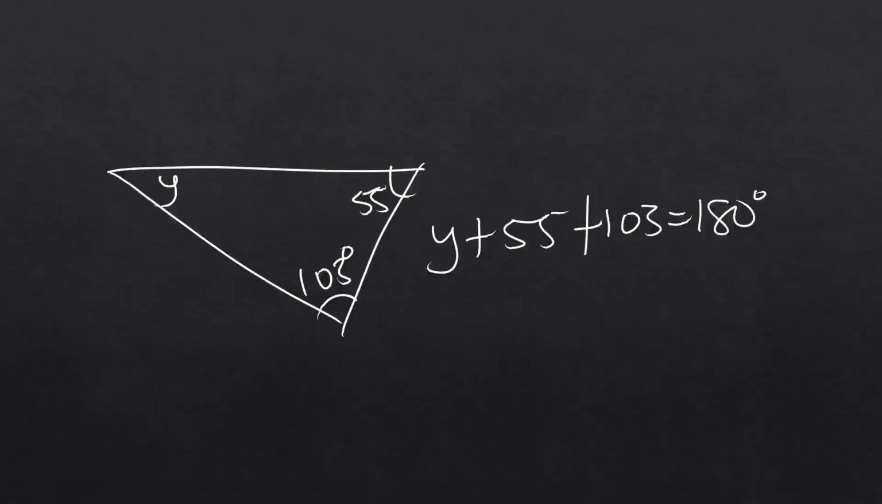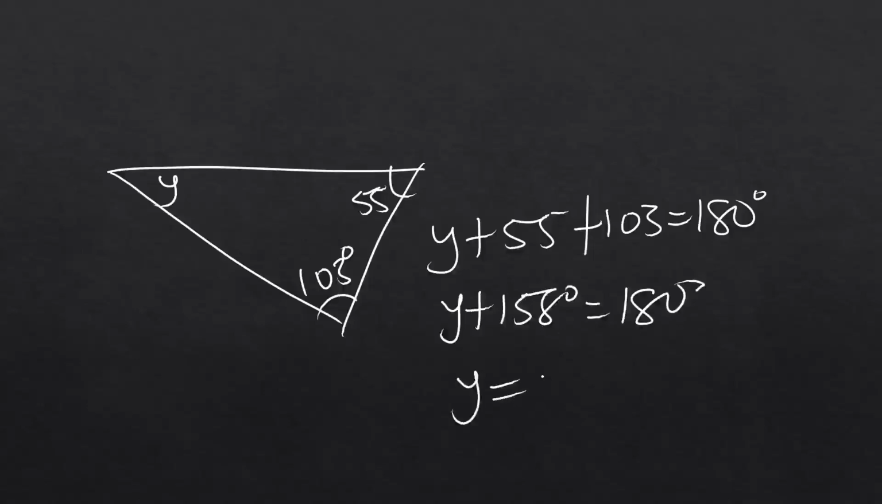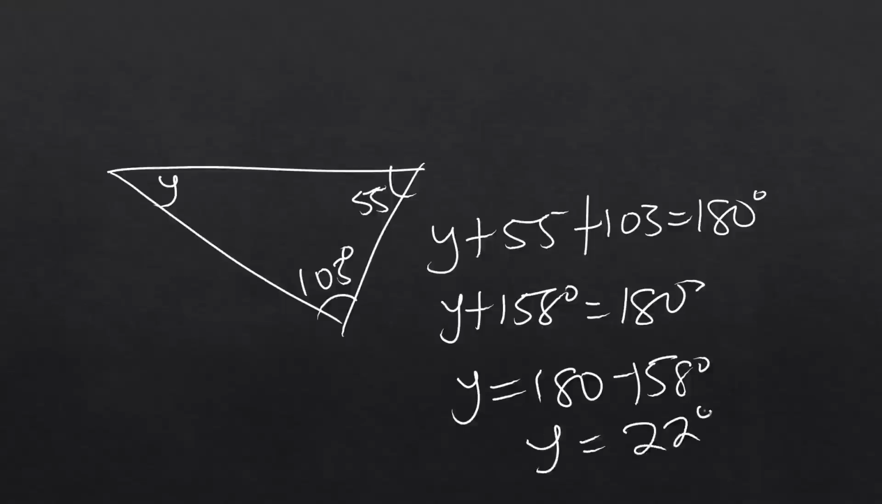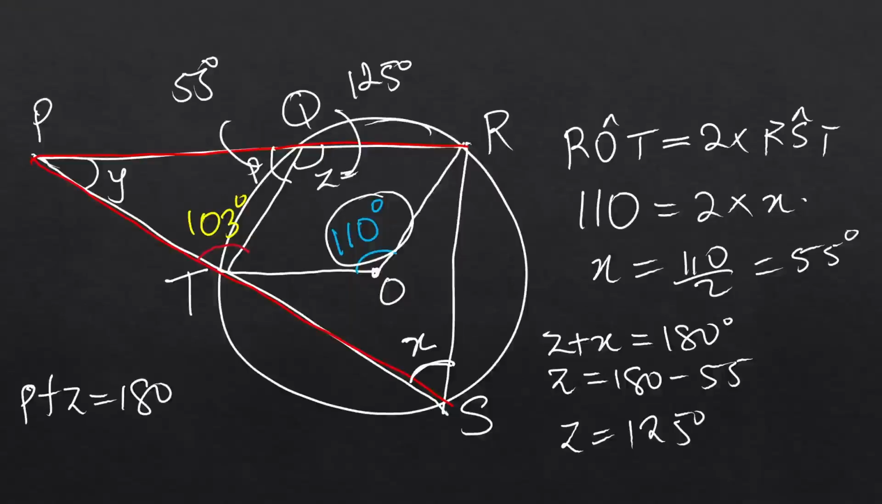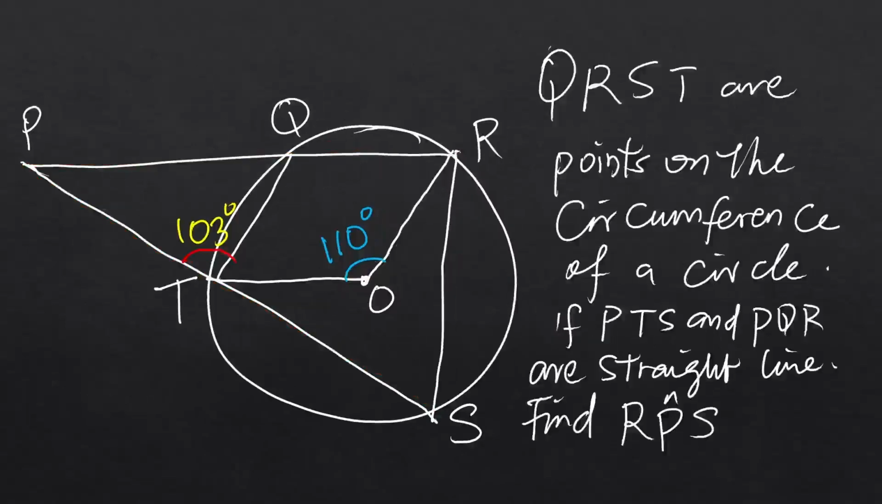What is the condition? The sum of angles in a triangle. So if I add 55 to 103, I'm going to get 158. So Y plus 158 degrees is equal to 180 degrees. Therefore, Y is equal to 180 minus 158 degrees, which is 22 degrees. So the answer to the question we are asked to solve is 22 degrees.